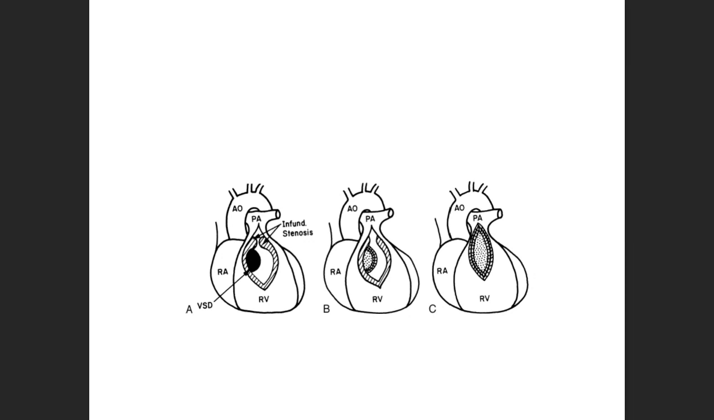And at surgery, what is done, that thick muscle below the pulmonary valve is cut away. Some of it is cut away, and a patch is placed over the ventricular septal defect. So you no longer see that black object in A. And in some instances, a patch is also placed across the outflow tract of the right ventricle to increase the flow of blood into the pulmonary artery and across the pulmonary valve. So that would be total correction, which is what is aimed for.